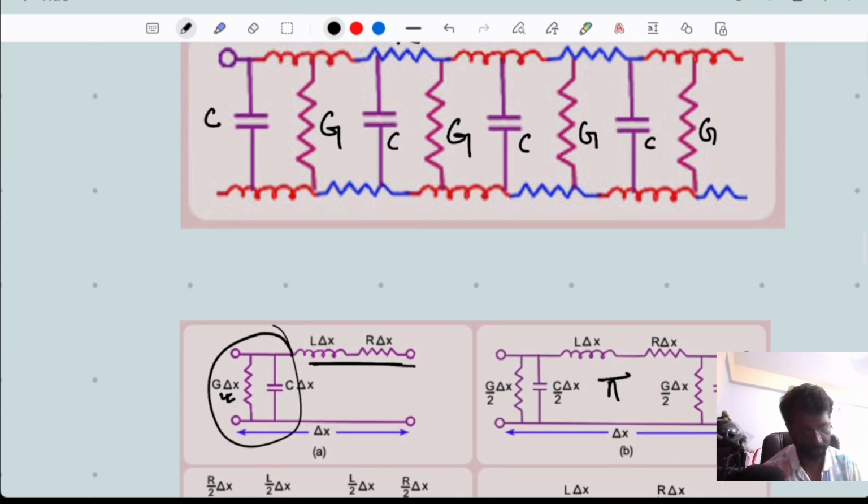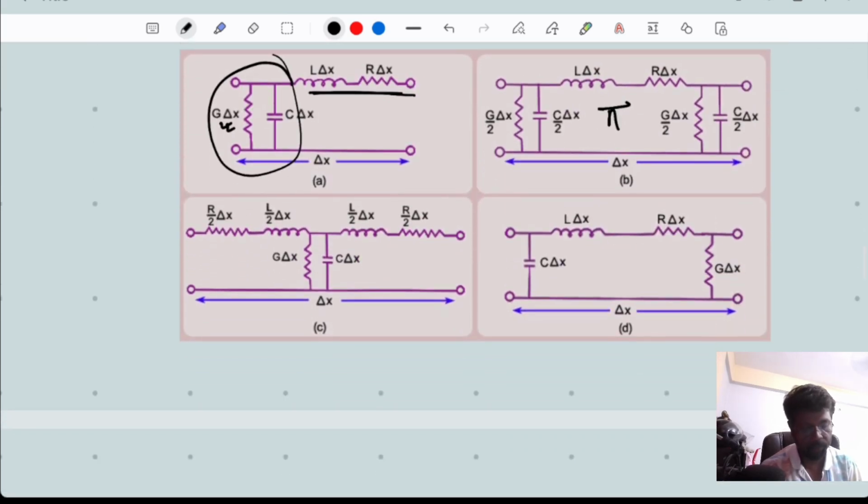Another representation is the T network. This is a simple T, and again this will form a pi. These are the different networks which we use to represent the transmission line.